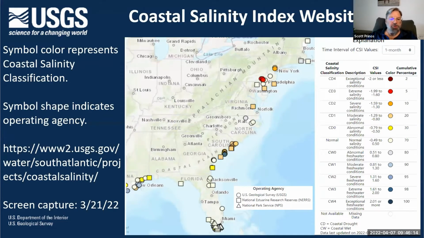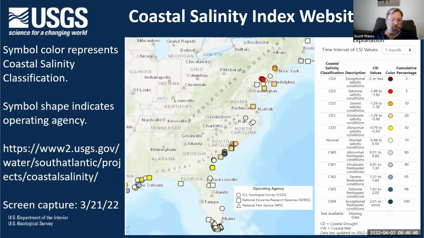Here is another USGS website designed to help water managers evaluate trends and levels. This website shows the coastal salinity index at surface water sites monitored by the USGS, the National Park Service, and the National Estuarine Research Reserves. Saltwater or surface water sites include those in streams, canals, or estuaries. The salinity index is another measure of how salty the water is.